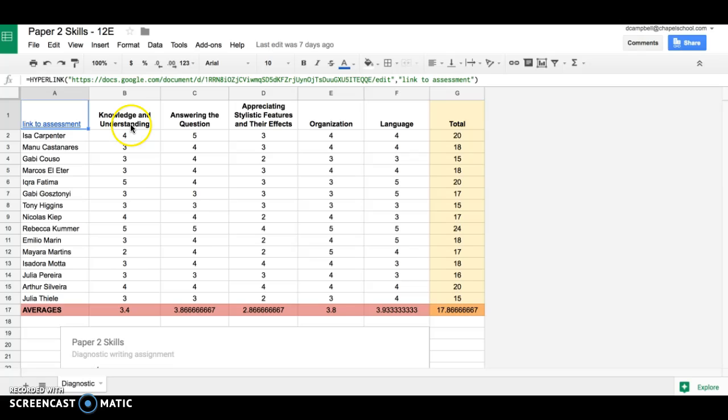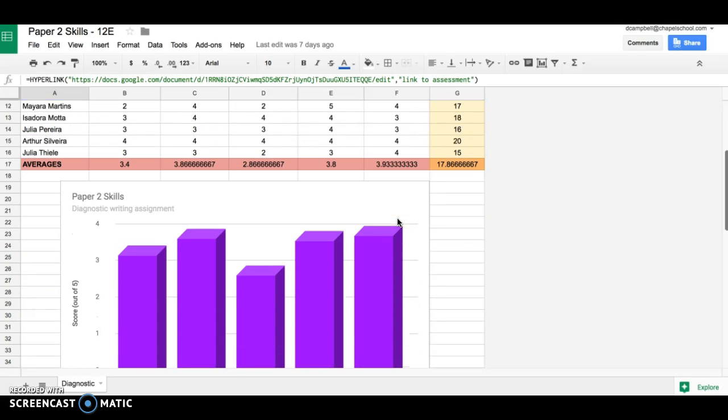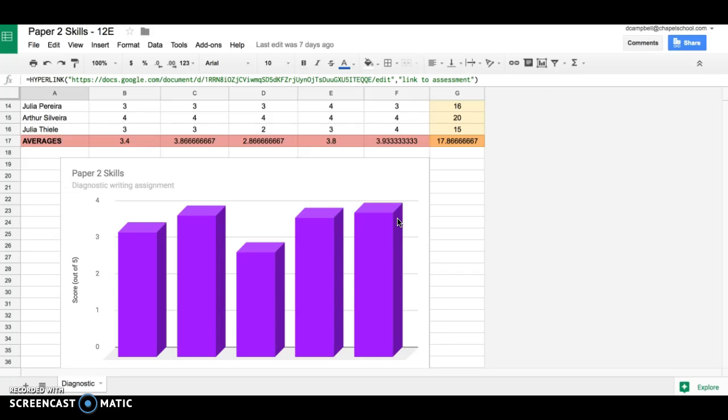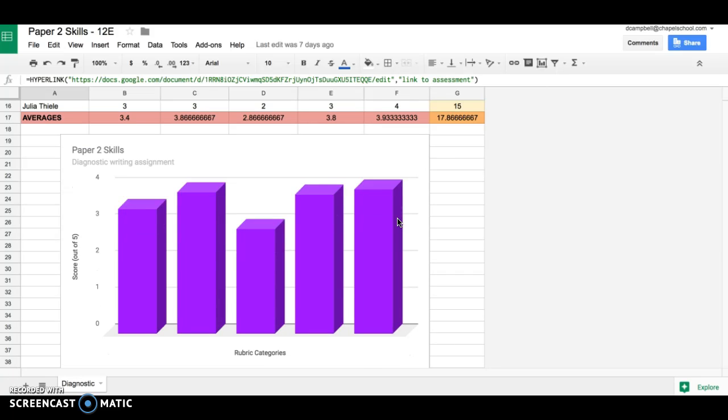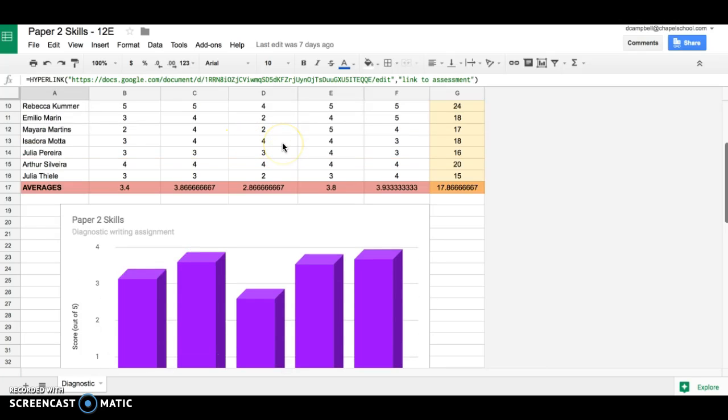So here I've got the students and their scores for each category, and I chose to generate a chart to make it a little easier to visualize this data and where they were weakest. Looking at this chart, it became pretty clear, especially to me right away, that this middle category was the lowest average for the whole class. Those of you that are less visual could have seen that easily with the numbers as well.